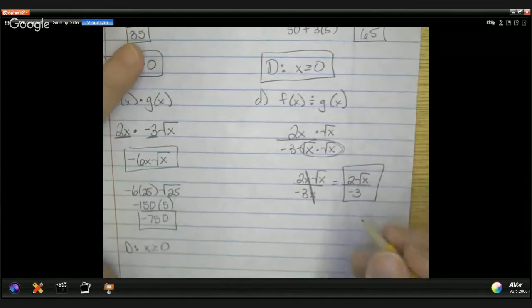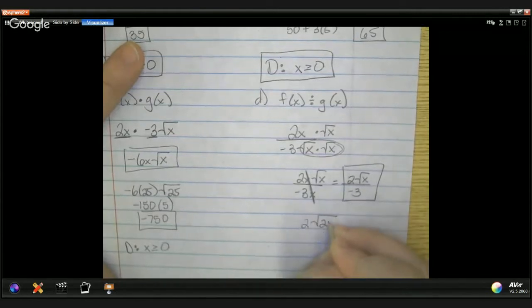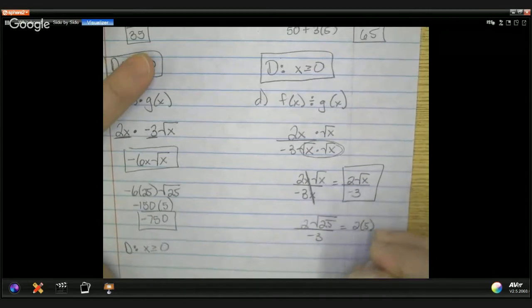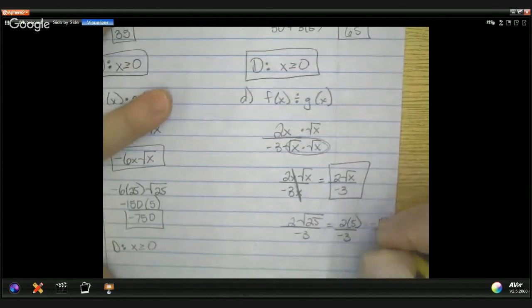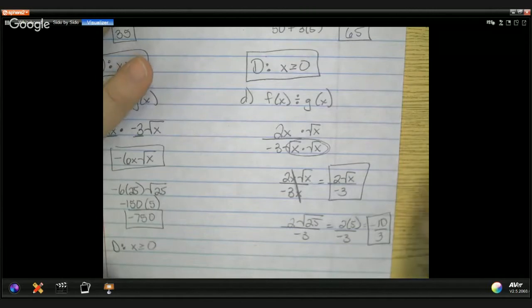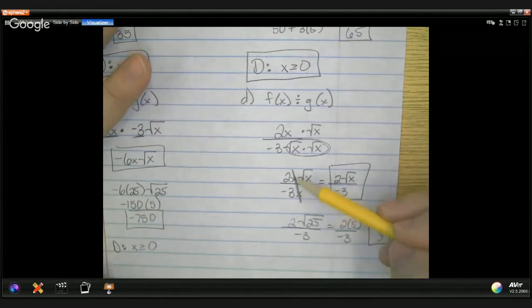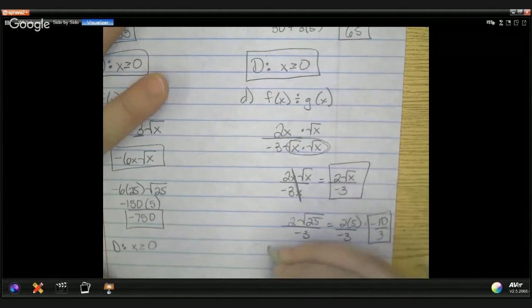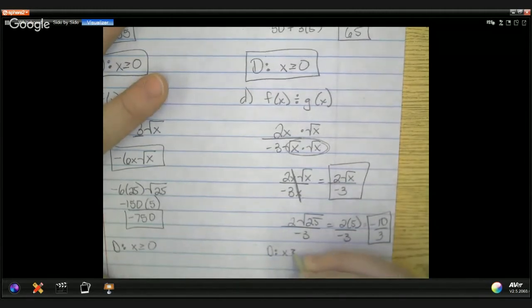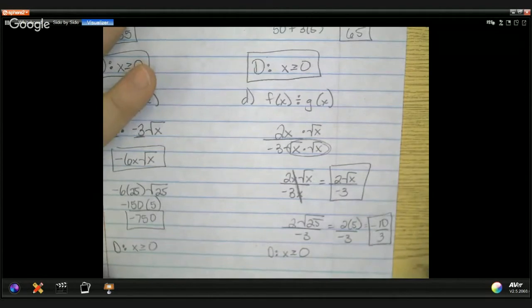And then here, I'm going to plug in my 25. So 2 square root 25 over negative 3 is 2 times 5 divided by negative 3, which is negative 10 over 3. And then the last thing, I don't have anything on the bottom, but I do have a radical. And here, x just has to be greater than or equal to 0.